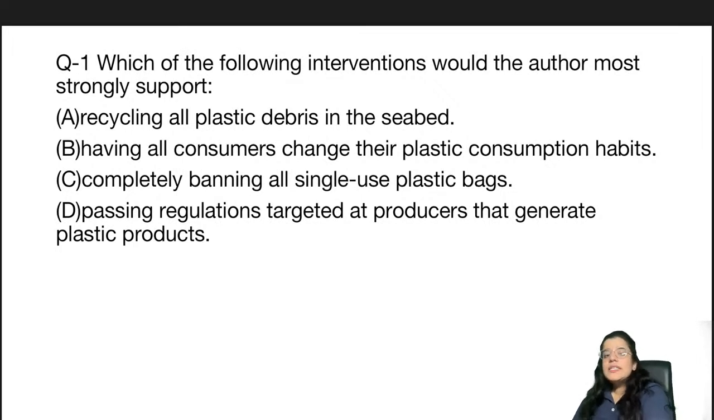C goes out. D says passing regulations targeted at producers that generate plastic products. Absolutely correct. That's whom the author blames, right? Who is the author blaming? All these regulations that are being passed, the legal framework, right? The legal framework passes all these regulations, right? And that's why we end up choosing D. Okay? Okay, let's go to the next question.